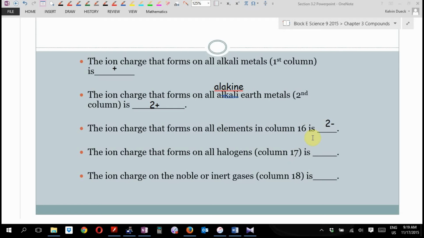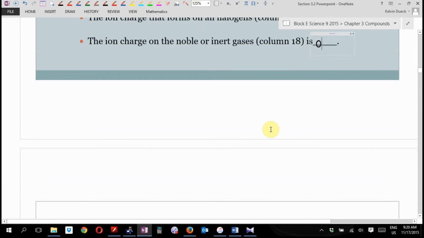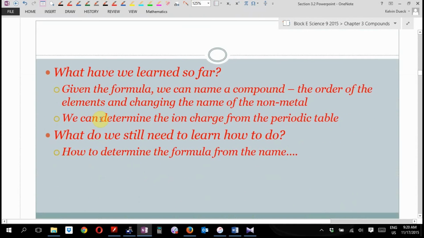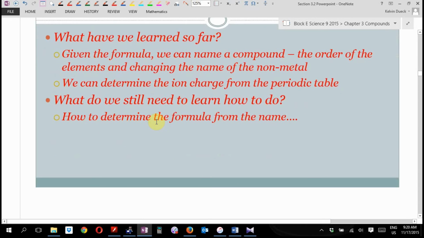Anyways, the halogens, column 17, that's 1 minus or just minus. And the ion charge on the inert or noble gases is nothing, 0. So what have we learned so far? If you give me the formula, I can name the compound. The order of the elements is important. Metal first, then non-metal, and then the "ide" rule, change the ending. We can determine the ion charge from the periodic table. What do we still need to learn how to do? How to determine the formula from the name.